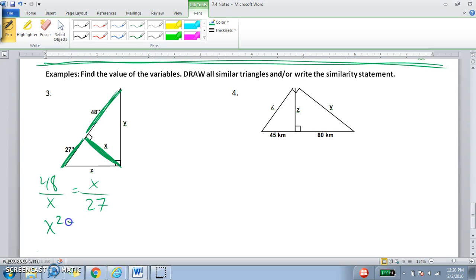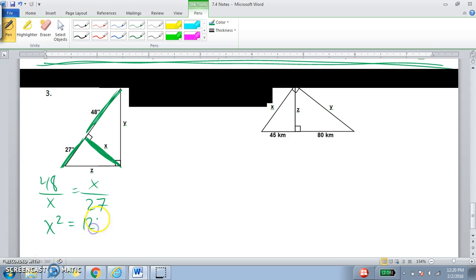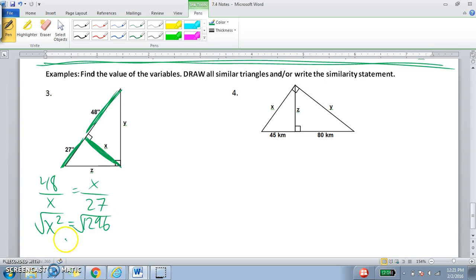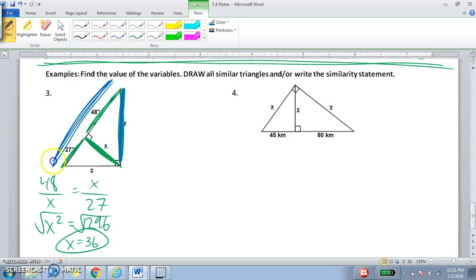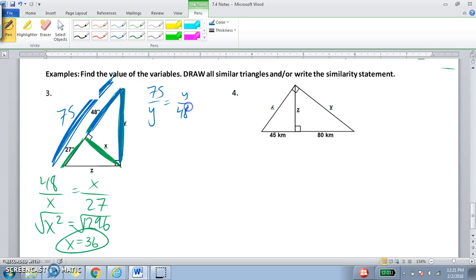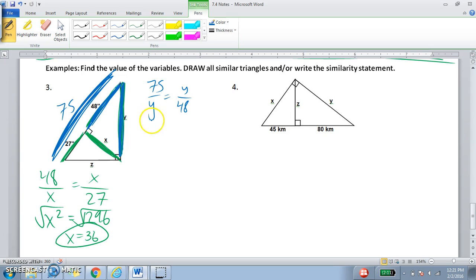When I cross multiply this, I get x squared equals, let's see, 1296. And when I square root that, we get that x itself equals 36. Same thing for y and z. So now y, let's change colors here. Y is going to be the geometric mean between the entire hypotenuse, which is going to add up to 75, and the piece closest to it. So y and y, 75 and 48. When I cross multiply that, do all the work, we get that y equals 60.